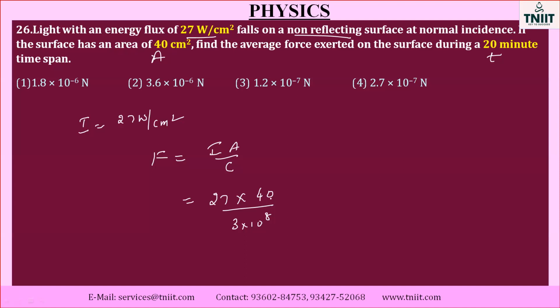Simplify this. 3 ones are 3, 3 nines are. What is 9 into 4? 360 into 10 power 8. 3.6 into 10 power 10. No. When a 10 power 8 goes to numerator, it becomes what? Minus 8. So minus 8 plus 2 will be minus 6. 3.6 into 10 power minus 6.